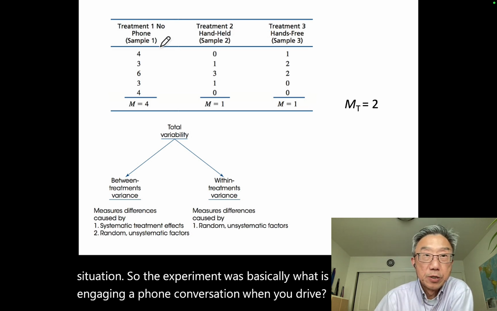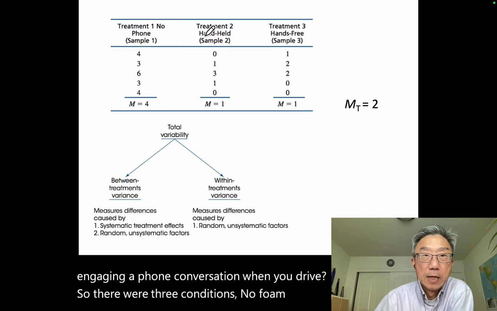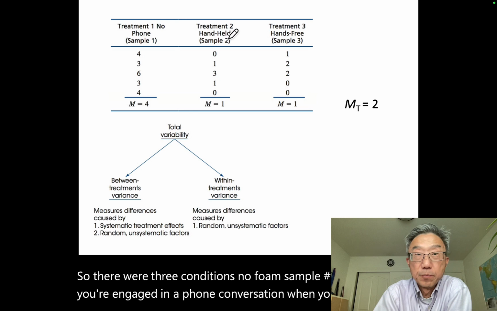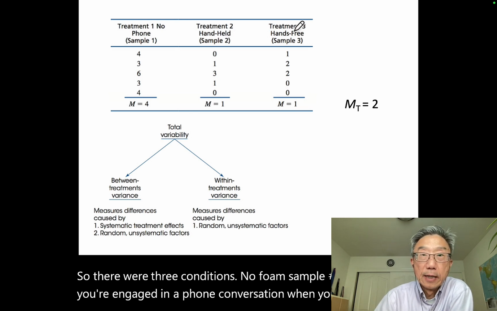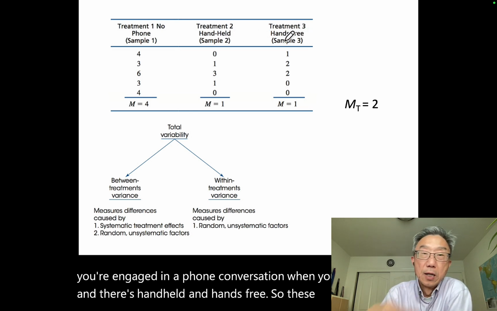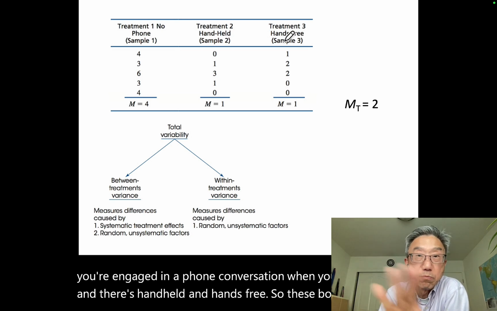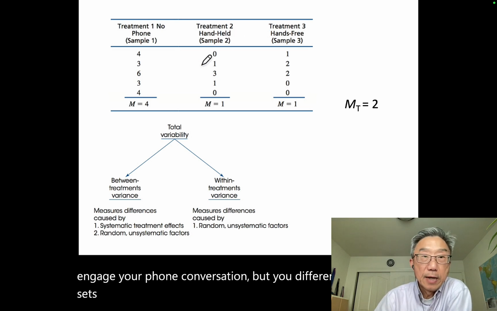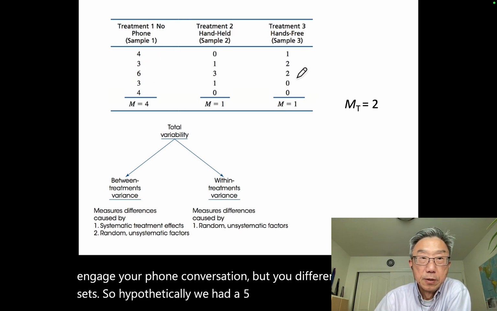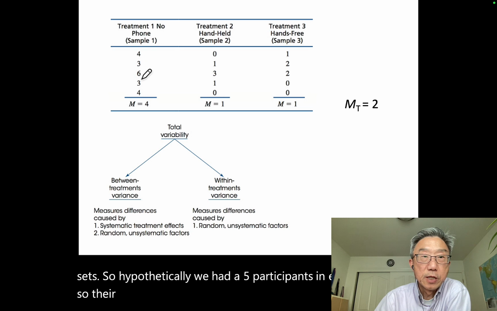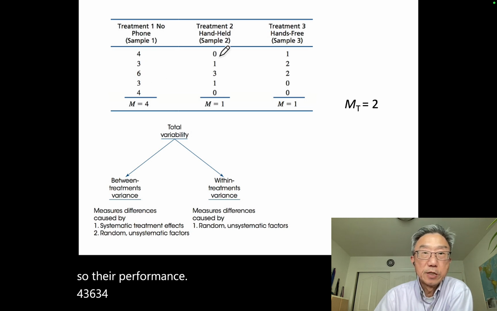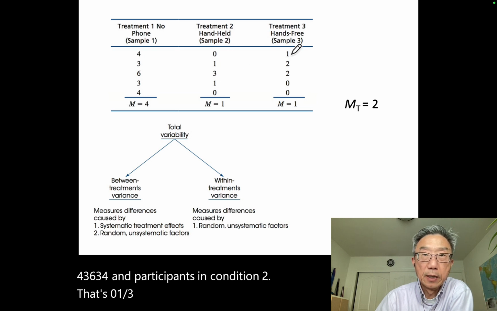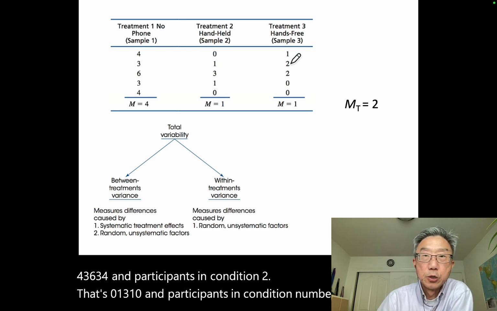So there were 3 conditions: no phone, which is sample number 1; and then engaging in a phone conversation when you drive, with handheld and hands-free. Both involve a phone conversation, but use different kinds of phone sets. Hypothetically, we had 5 participants in each condition. Their performance: 4, 3, 6, 3, 4 in condition 1; 0, 1, 3, 1, 0 in condition 2; and 1, 2, 2, 0, 0 in condition number 3.